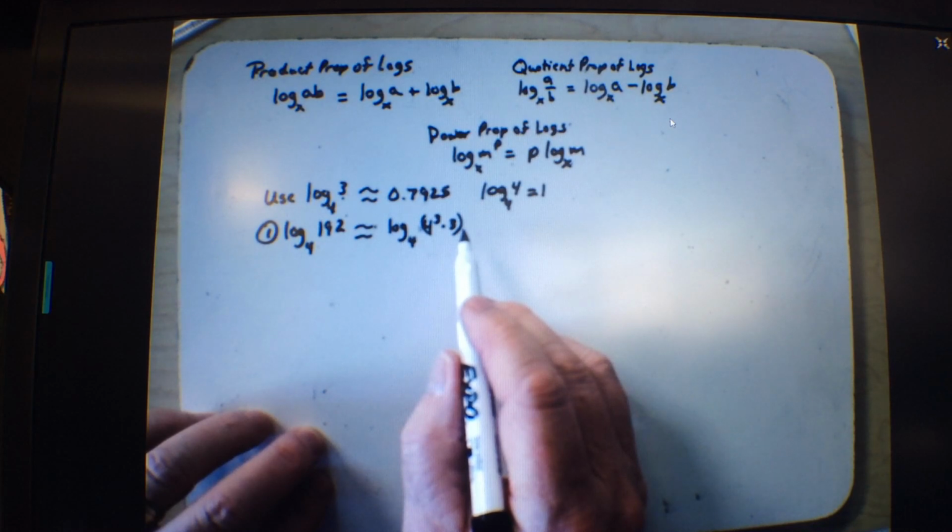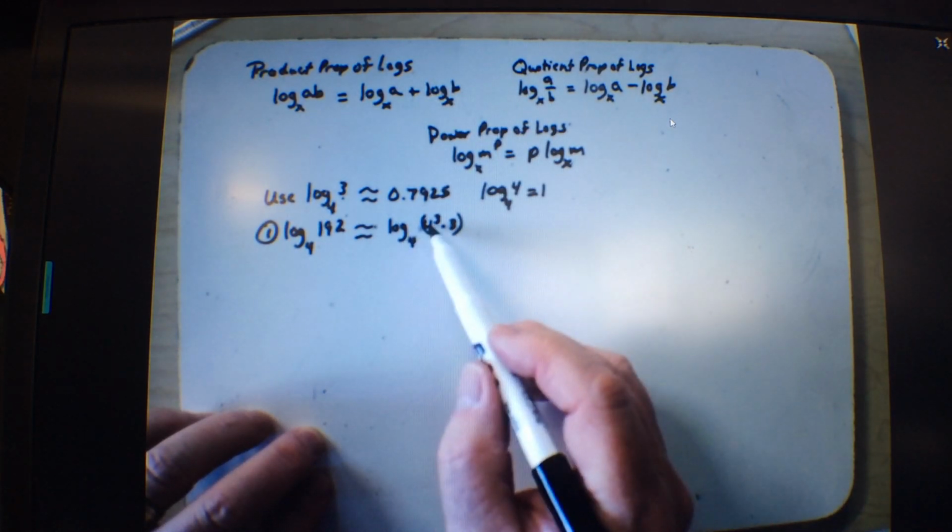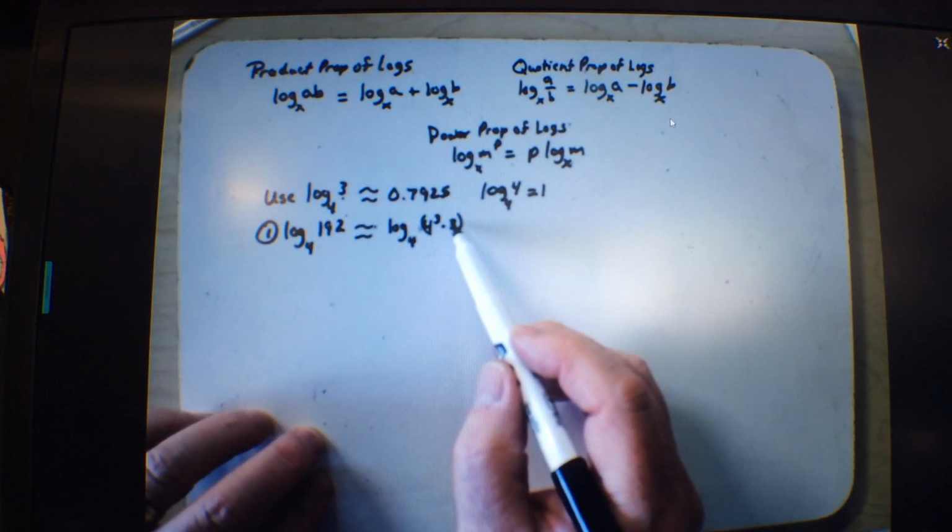Okay. What does it say again? It's the log base 4 of 4 to the 3rd power times 3. Okay?